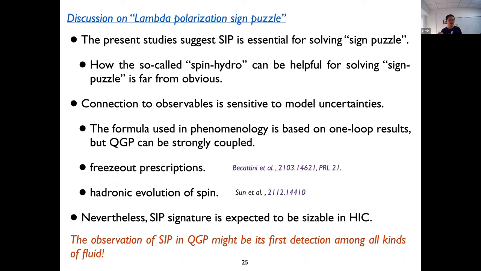And maybe in many talks, you heard people saying because of the sign puzzle, one needs to formulate spin hydrodynamics. But in my personal view, how this method could solve the puzzle is not quite obvious. I would like to emphasize that when we make a connection to the observables, there's a variety of model uncertainties, including how the spin degrees of freedom are frozen out, and how the hydrodynamic evolution affects the spins.